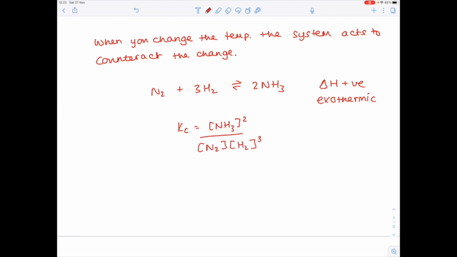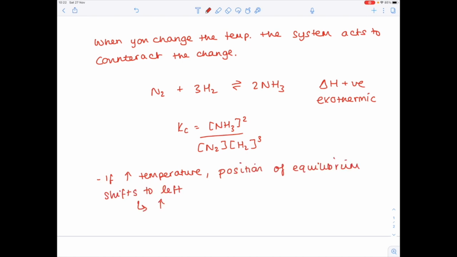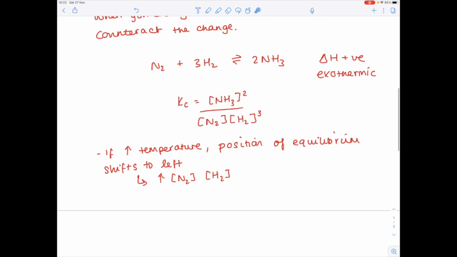So let's consider if we increase the temperature. Remember, in this particular reaction, because the forward reaction is exothermic, it means that if we increase the temperature, the position of equilibrium will shift to the left. So what does that do? Well, it increases the concentration of our reactants, and therefore this number here gets bigger, meaning that Kc decreases. So you do have to juggle this.